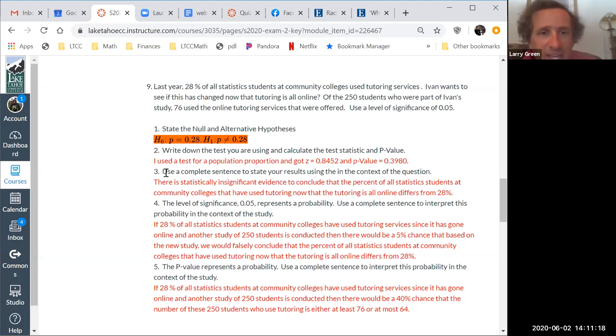Okay, so then state the results. So there is statistically, we have a high p-value. So it's insignificant evidence to conclude that the percent of, and I want to highlight this, all students, all statistics students at colleges who have used tutoring now that the tutoring is online differs from 28%. So if you don't specifically refer to the population proportion, either by stating population proportion or by using the word all in this case, then I took off points.